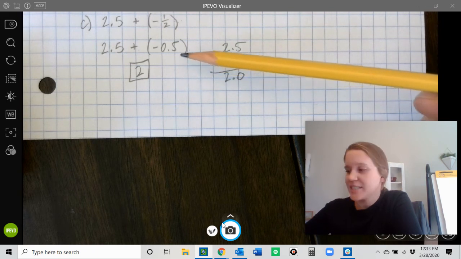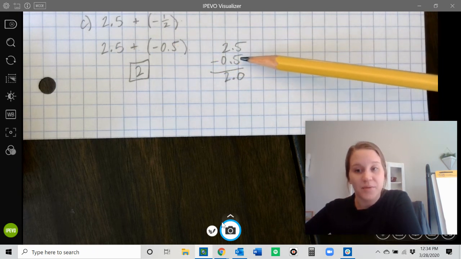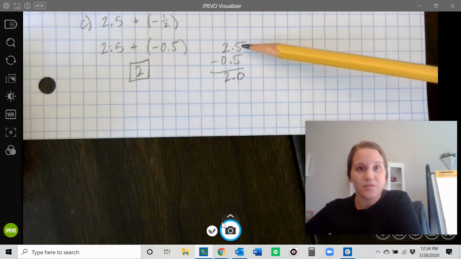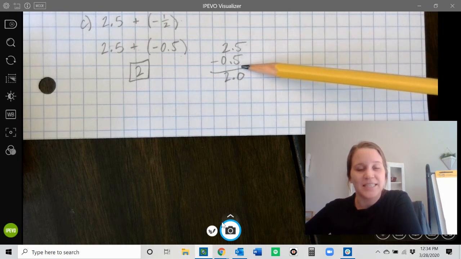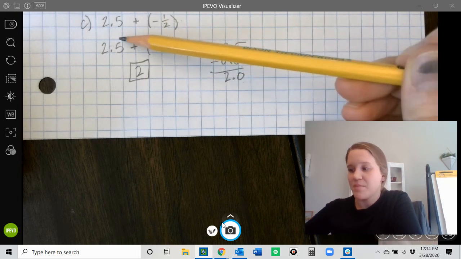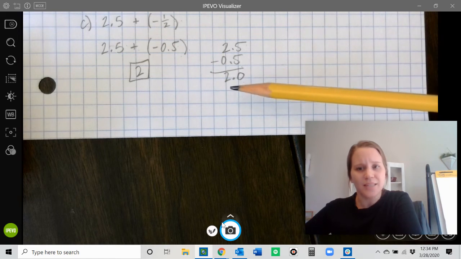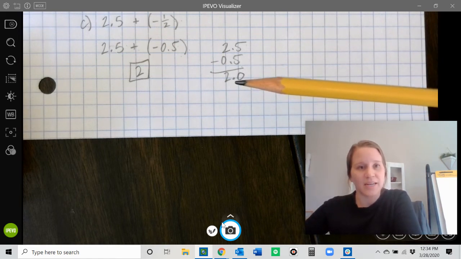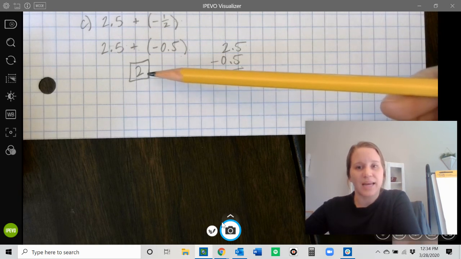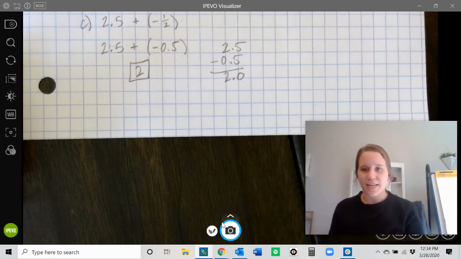And then I noticed that signs are different, so I'm going to subtract them and keep the sign of the number with the bigger absolute value. So 2.5, 2 and 5 tenths minus 0 and 5 tenths is 2 and 0 tenths. The number with the bigger absolute value is positive, so my answer is positive. I dropped the 0.0. If you put in your answer 2.0, you would get it correct, but it's more simple to answer just 2, not 2 and 0 tenths.